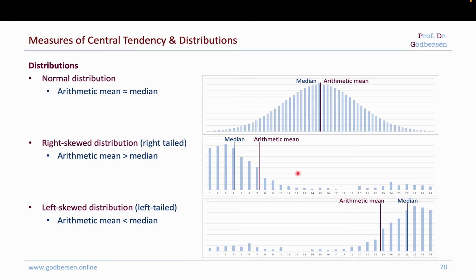In such cases, the arithmetic mean is higher than the median. In such cases, it might be appropriate, or it might be better for describing your data, to use the median instead of the arithmetic mean.